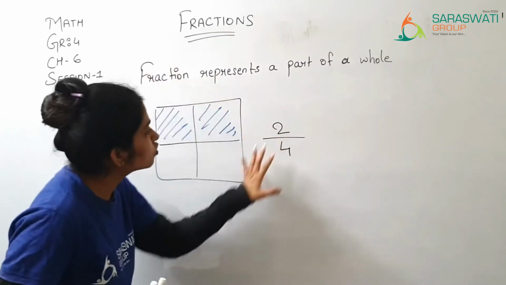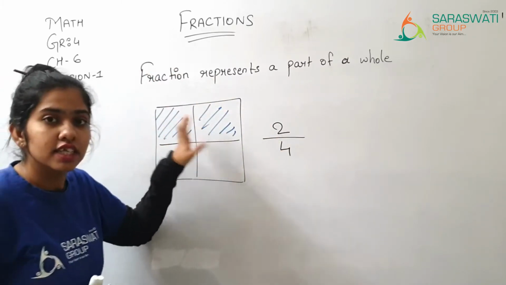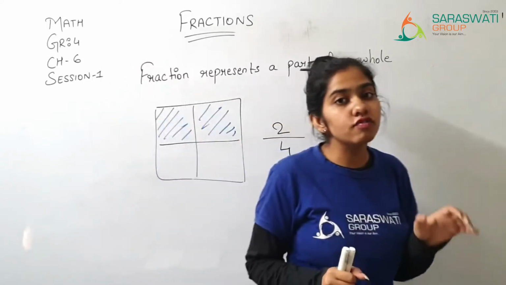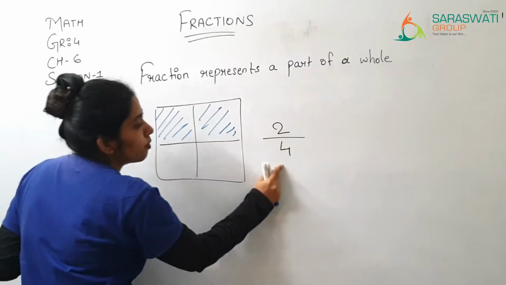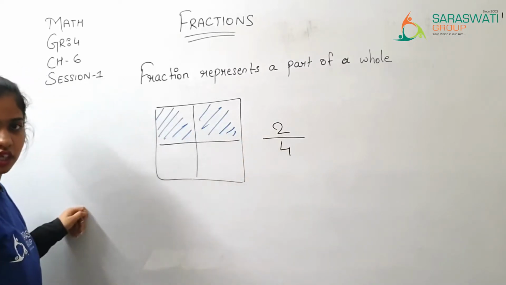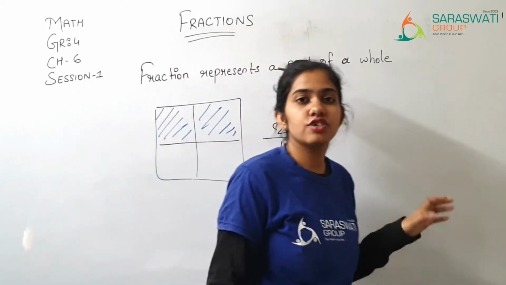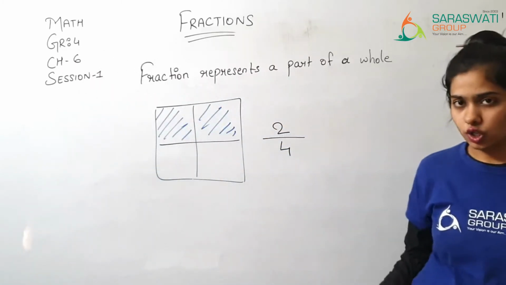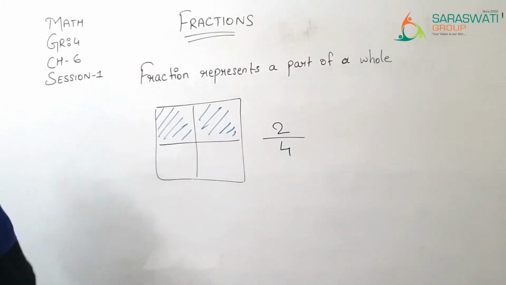એક આખી વસ્તુનો આ આપણને એક part represent કરે છે, right? This is representing a part of a whole. That's why it is represented as 2 by 4. Okay, so this is a fraction. A fraction represents a part of a whole. Now there are some things which you need to understand in fraction.